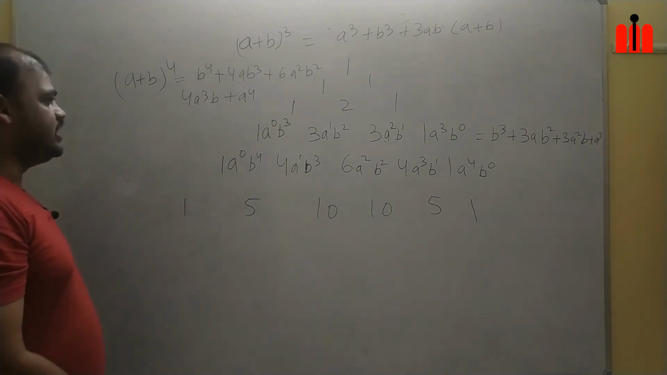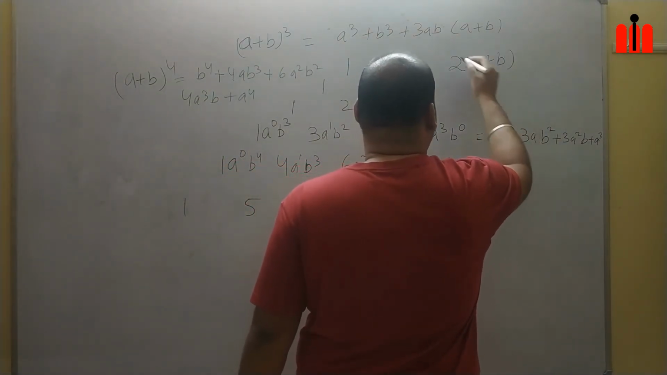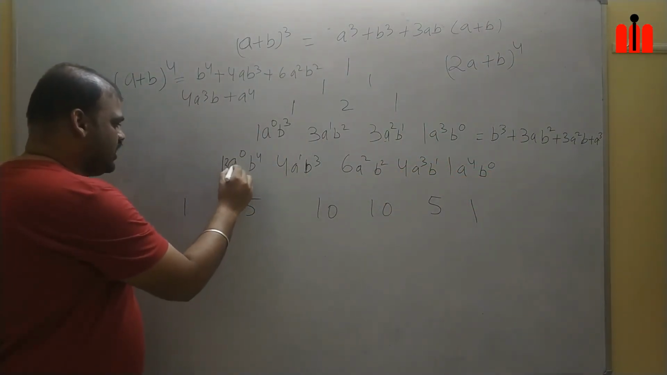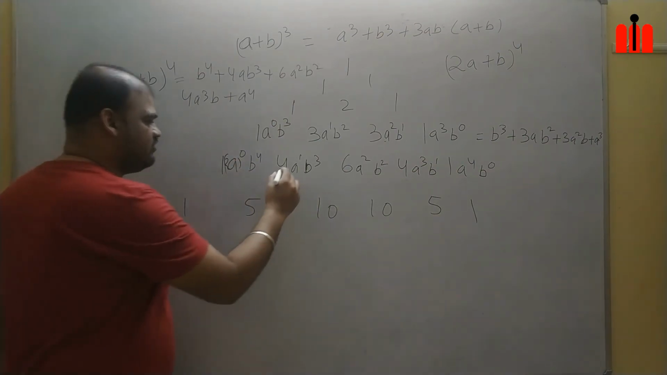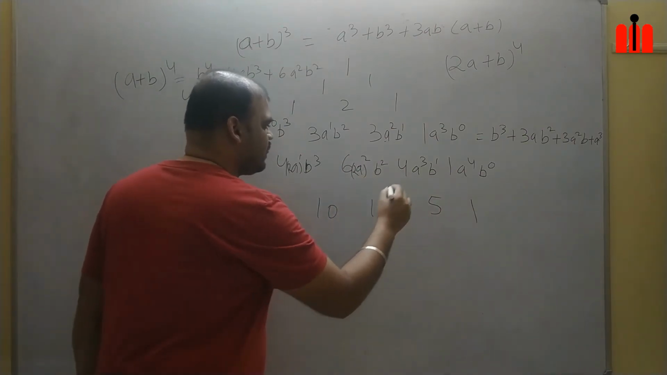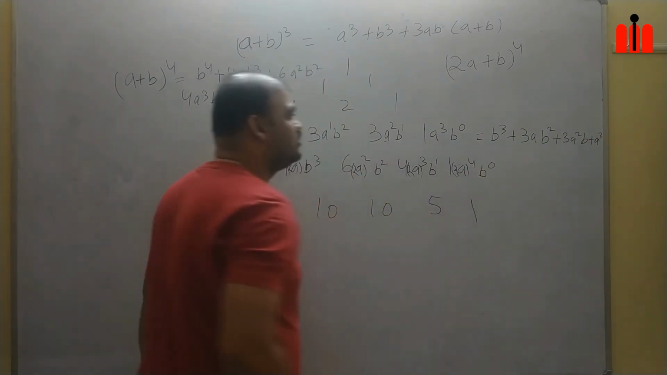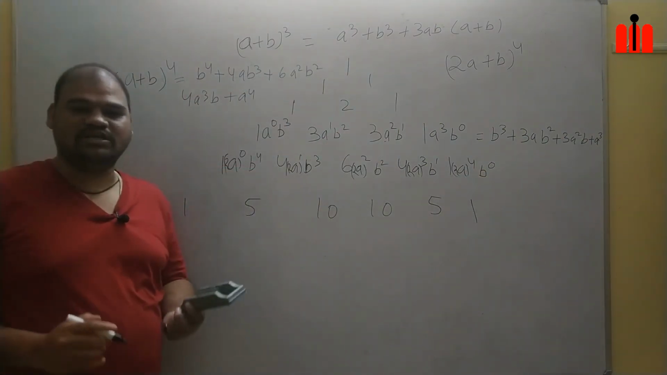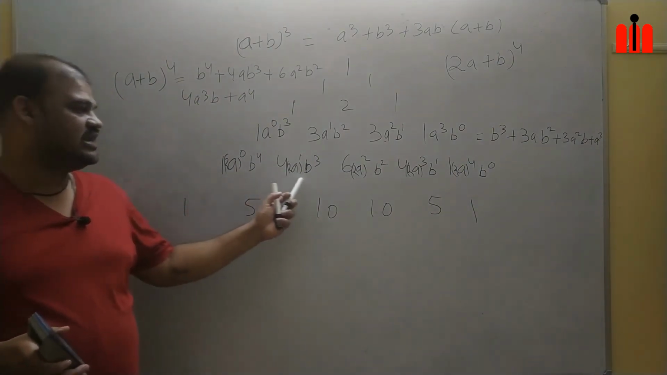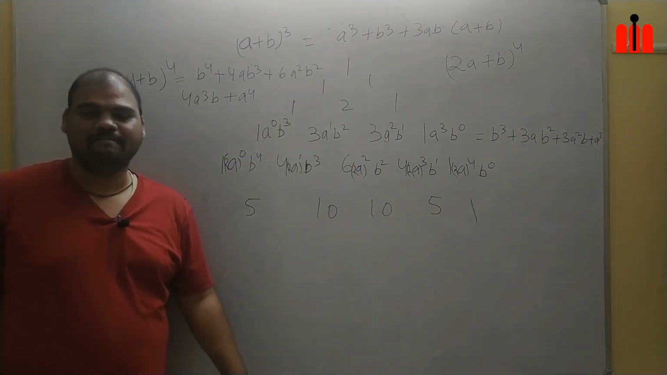Suppose it is (2a plus b) to the power of 4. In that case what will you do? The entire 2a you have to write in the power of 0, then 2a to the power of 1, (2a) whole to the power of 2, (2a) whole to the power of 3 and (2a) whole to the power of 4. Then you will get the expansion for (2a plus b) whole to the power of 4. So in place of a you write 2a.